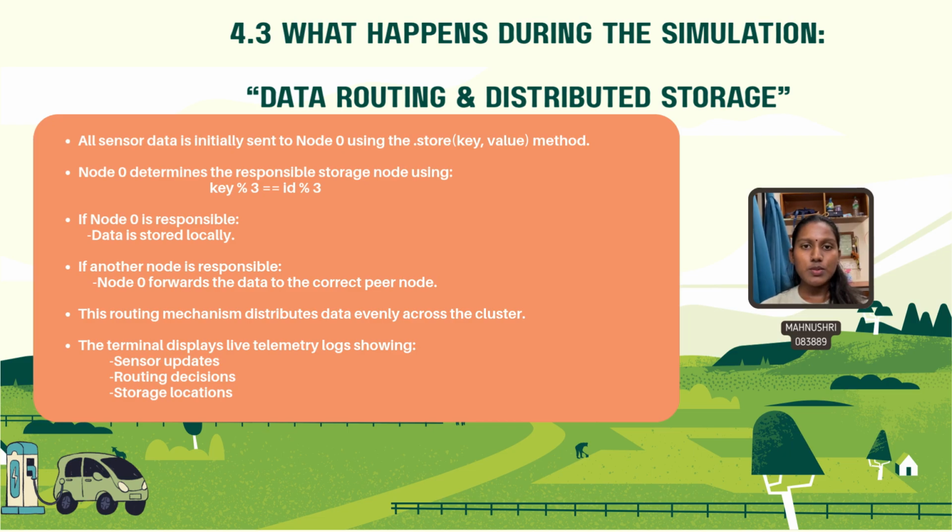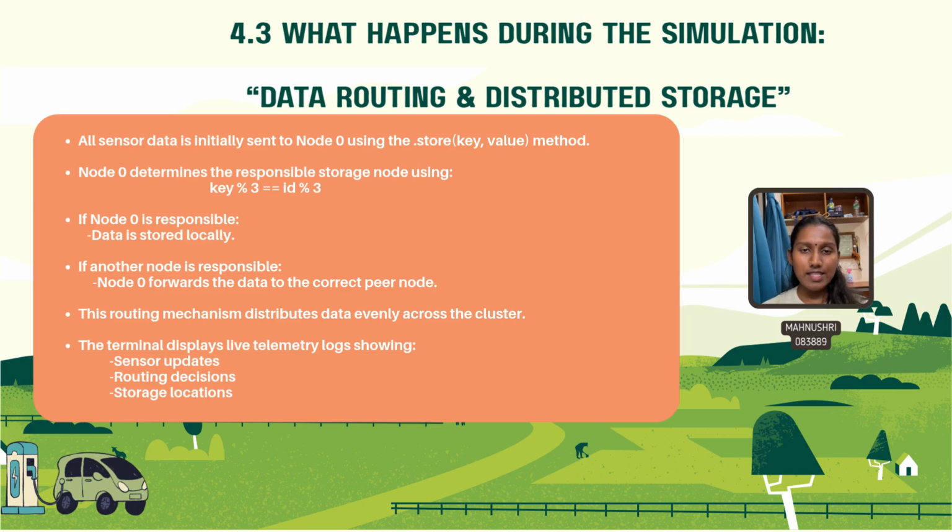Next, we will look into data routing and distributed storage. Once a sensor generates a data record, the information is sent to node 0 through the store method. Node 0 acts as an entry point for all incoming data and determines which node is responsible for storing the record. This is done using a modular-based partitioning formula which compares the generated key against the node ID.